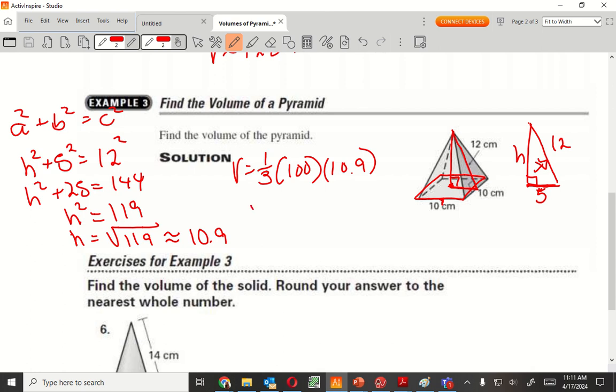So your calculator should say volume is equal to 1090 over 3, which is what? 363.3. So if I was rounding to a whole number, will the 0.3 make it go up? No. 3 will not go up. So 363, and my units in here are going to be cm cubed. There we go. Easy one.